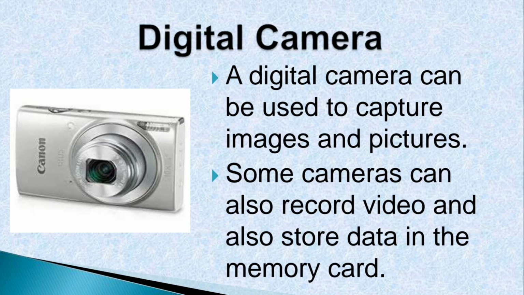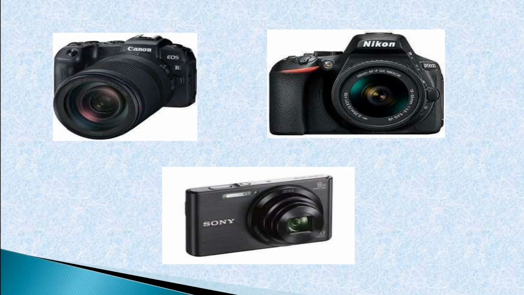Now next technology is digital camera. A digital camera can be used to capture images and pictures. Some cameras can also record video and also store data in the memory card. These pictures and videos which are stored in the memory card can be transferred to a computer by connecting the digital camera to the computer. In the market, many digital cameras are available like Kodak, Canon, Sony, Nikon and many more.